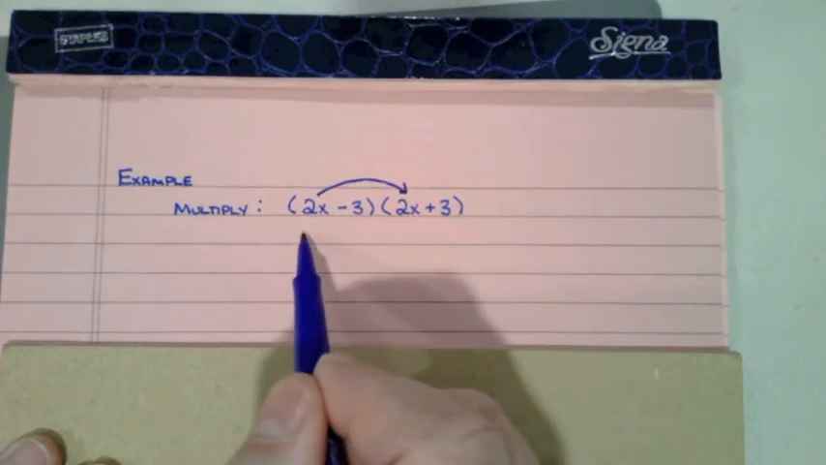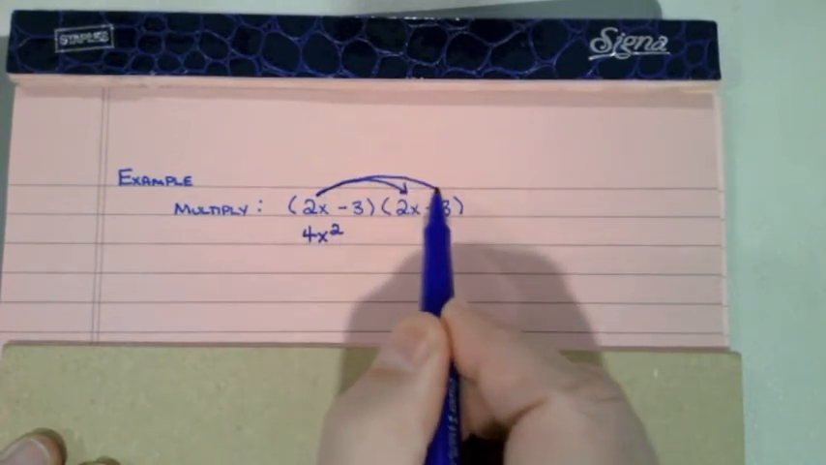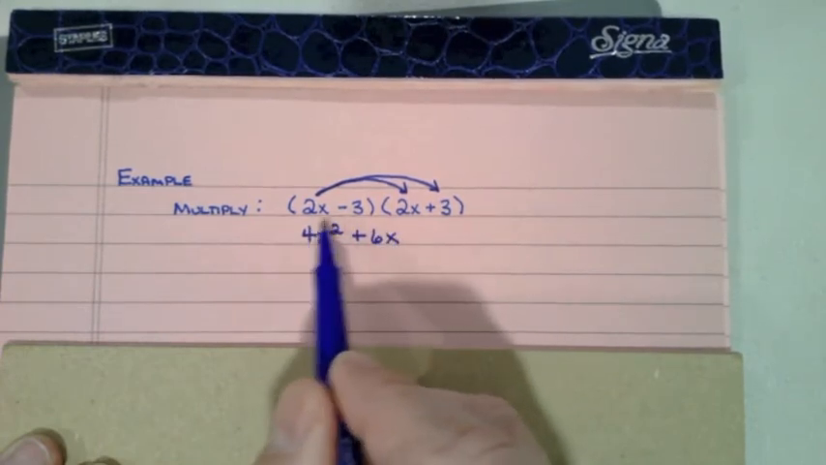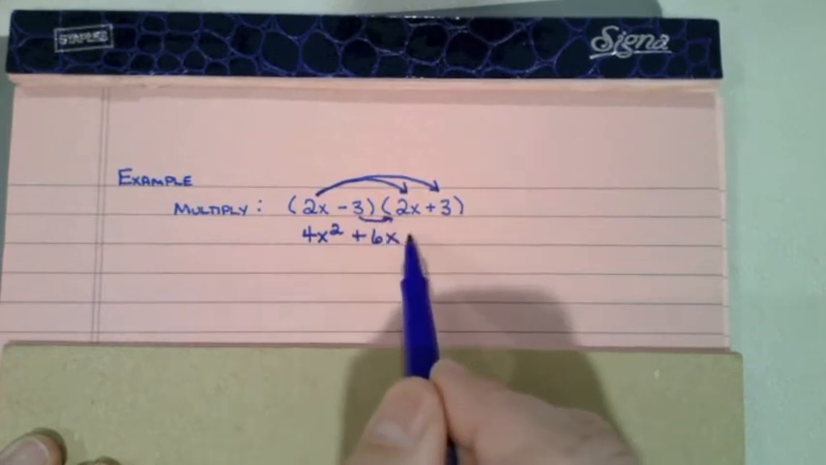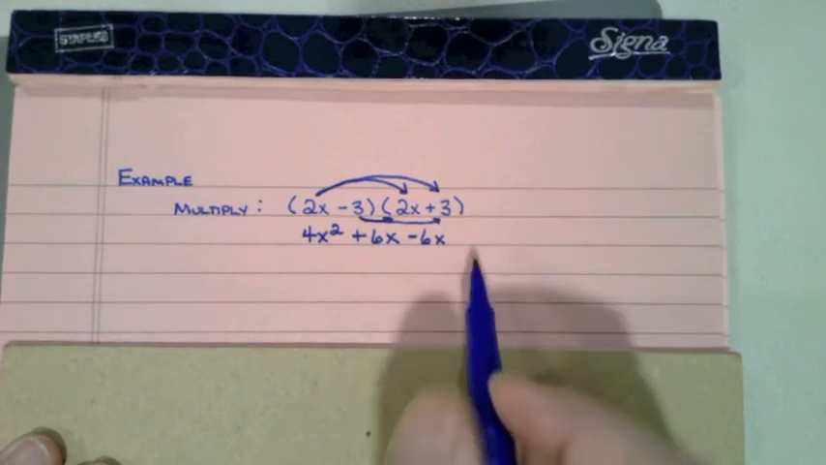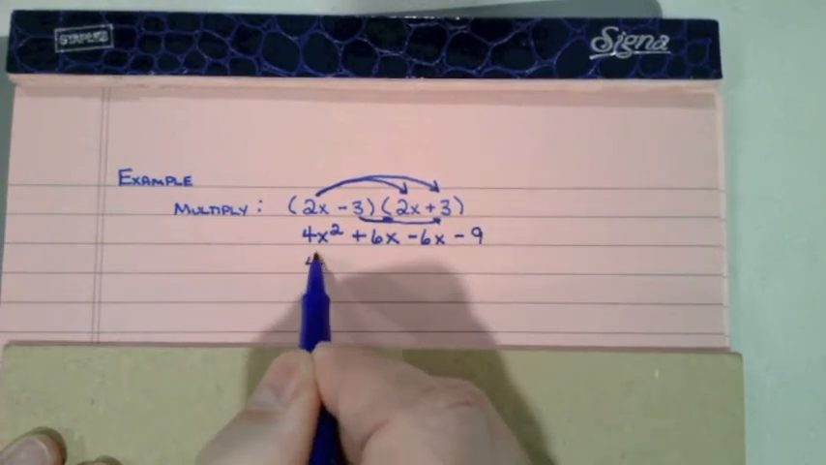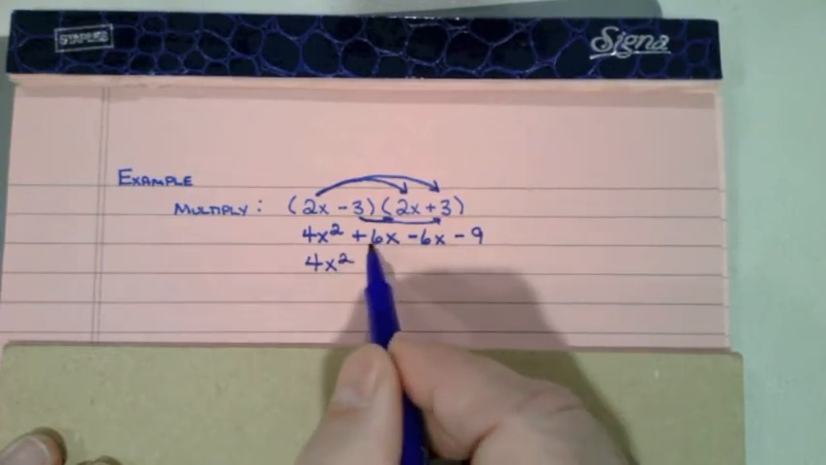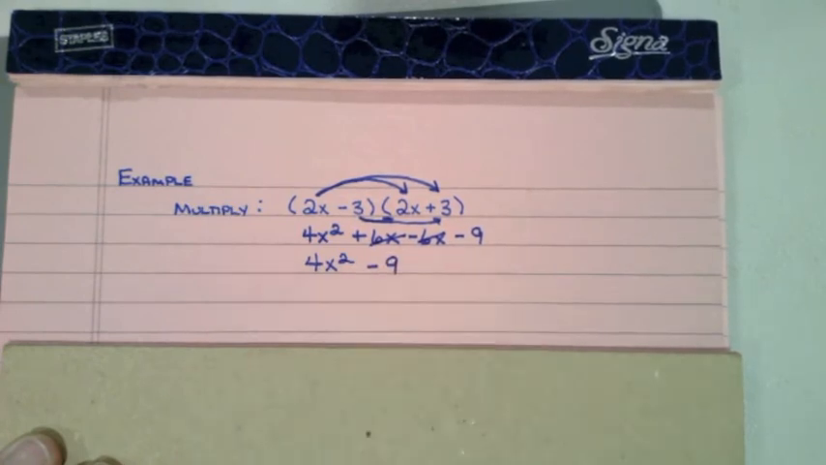2x times 2x, 4x squared. 2x times 3, positive 6x. Now I take this negative 3 and multiply it to each one. Negative 3 times 2x, negative 6x. Negative 3 times positive 3, negative 9. There are no other x squares. 4x squared. A positive 6x and a negative 6x cancel each other out. I bring down the negative 9.